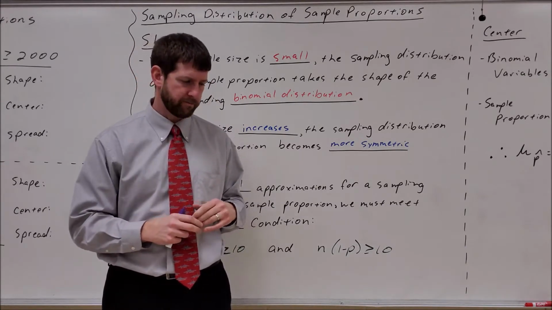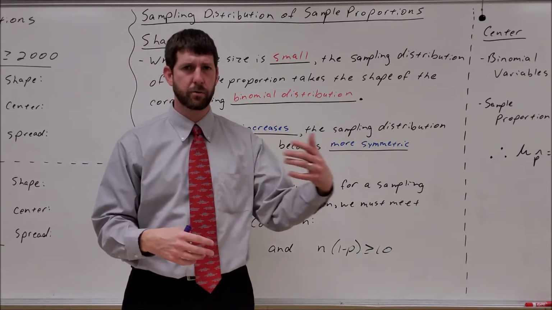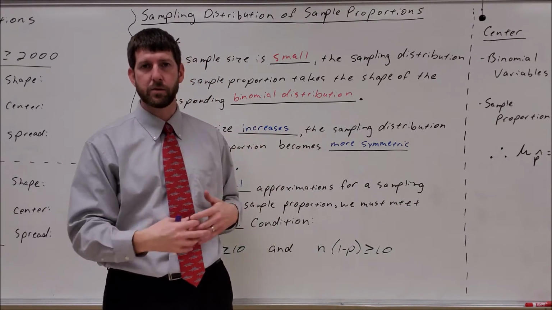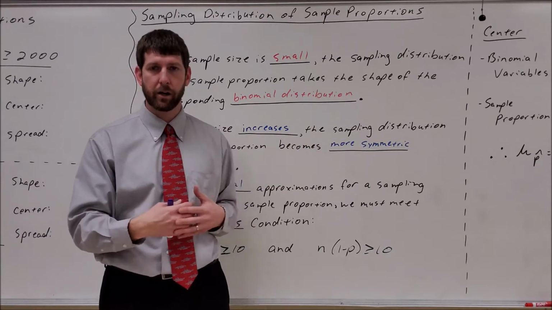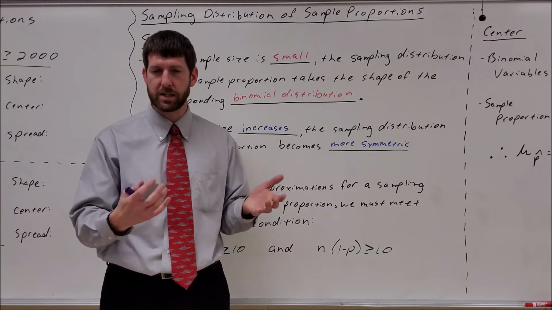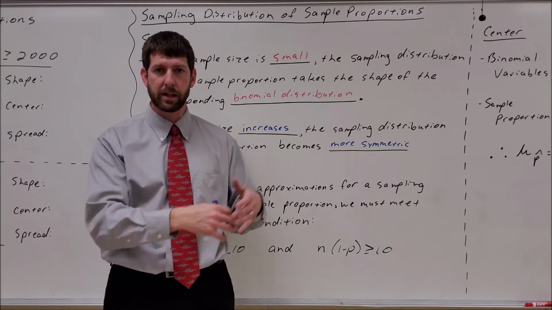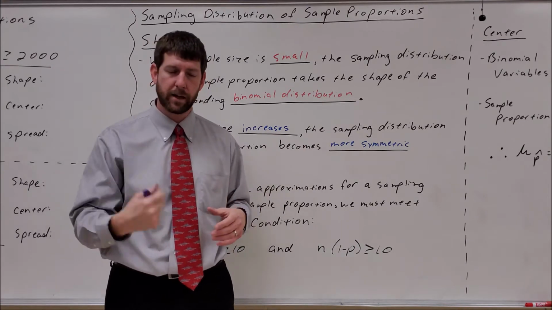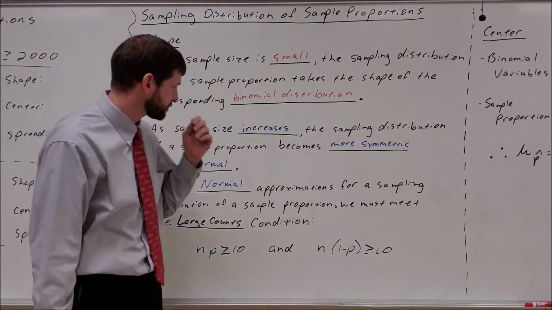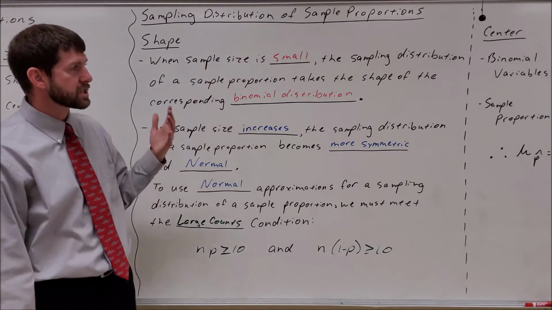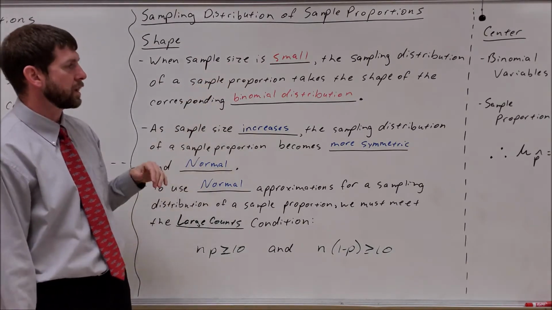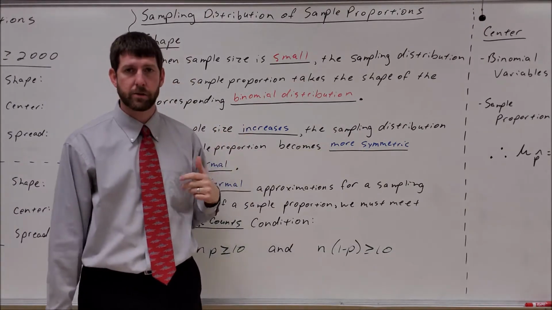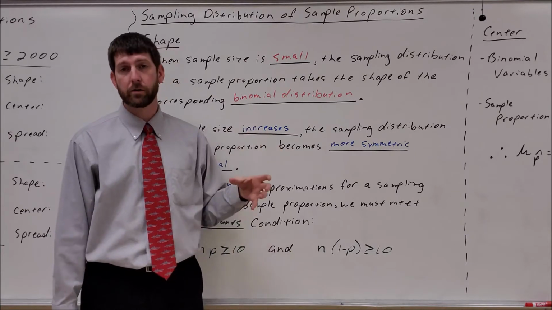So if I'm dealing with what proportion of a group has red hair, for example, when I look at doing a lot of different samples and getting a lot of red-haired proportions, each one of those is a binomial distribution. You know, what's the probability that 6% of the population has red hair? What's the probability that it's 7%, and so on. So that's what I mean by binomial distributions. When the sample size is small, then the sampling distribution of that sample proportion takes the shape of the corresponding binomial distribution. So it is a binomial distribution.